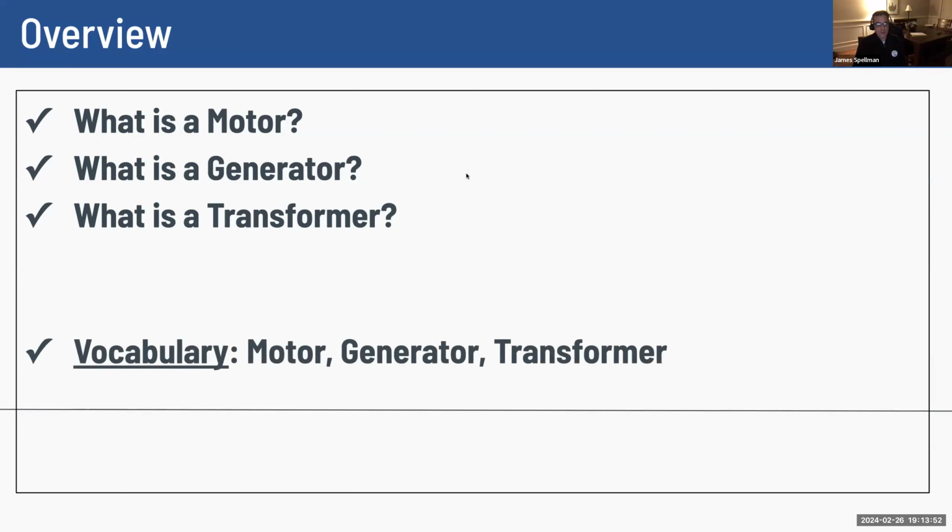So hopefully this allows you to understand a little bit better about several ways that we can use electricity in a very practical sense, and you should have some questions to go answer after this.